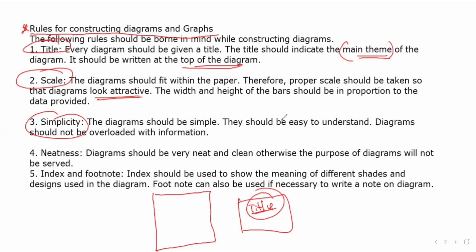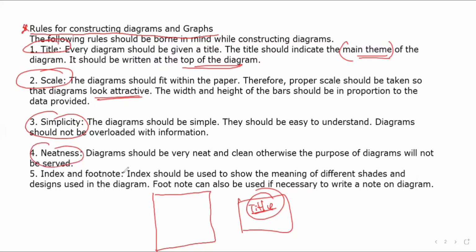And don't overload the contents in your diagrams as well as graphs, because when you overload the data in the diagrams or graphs, the main objective is failed here. Is it clear? Such diagrams are not suitable, I mean, not simple, right? So as much as you can, try to represent the data in a very simple manner.